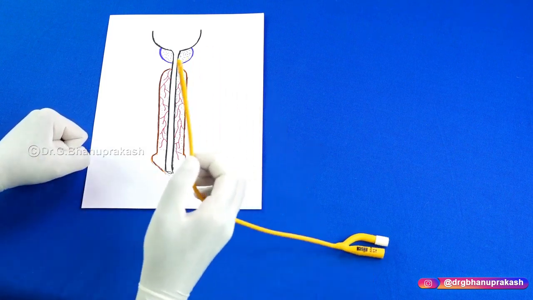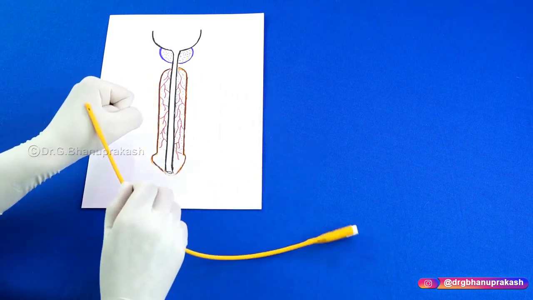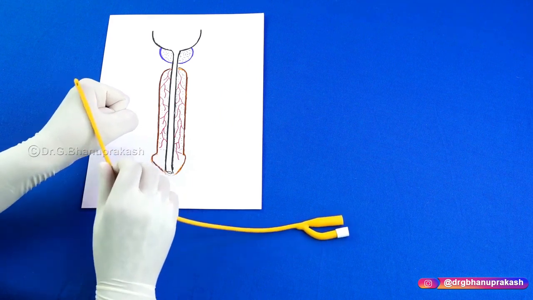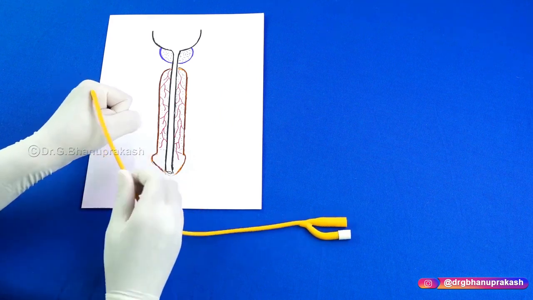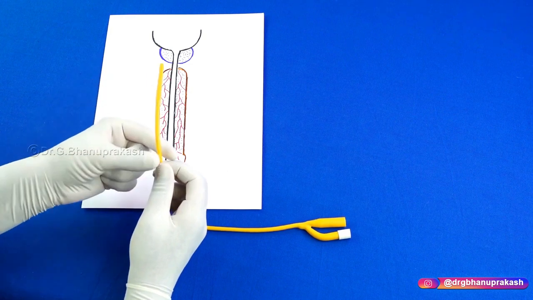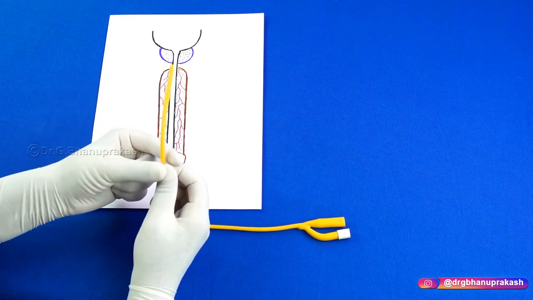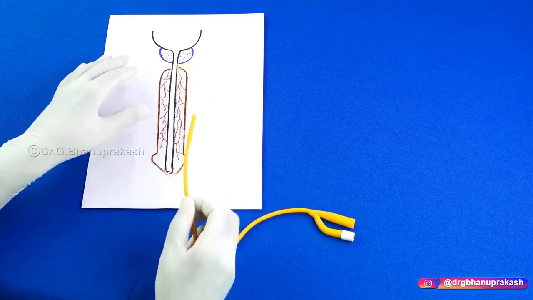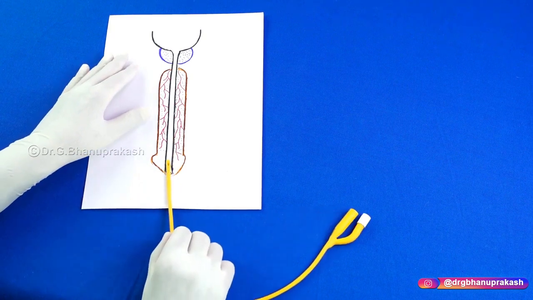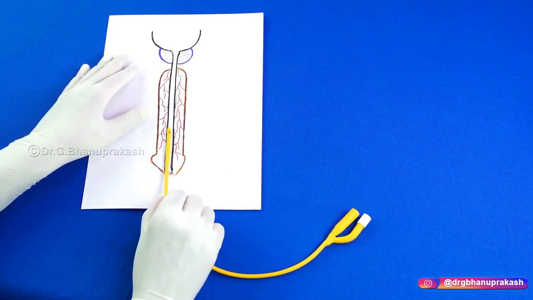You take the Foley's catheter with your right hand. You completely rotate the tip of the Foley's catheter in this way, so that the entire tip is completely lubricated with the lignocaine. Now you start inserting the Foley's catheter all the way into the urethra.